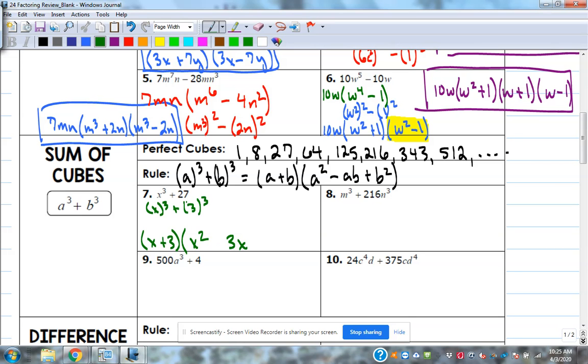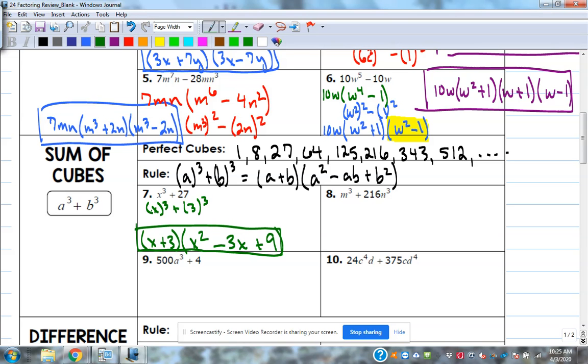And it's always the opposite sign in the middle of the long factor. So if it's a sum here, we're going to use a minus. And then we used up one of the 3's in the front, so we got 2 left. That'd be 3 squared, which would be 9. And there's the factored form for that sum of cubes.